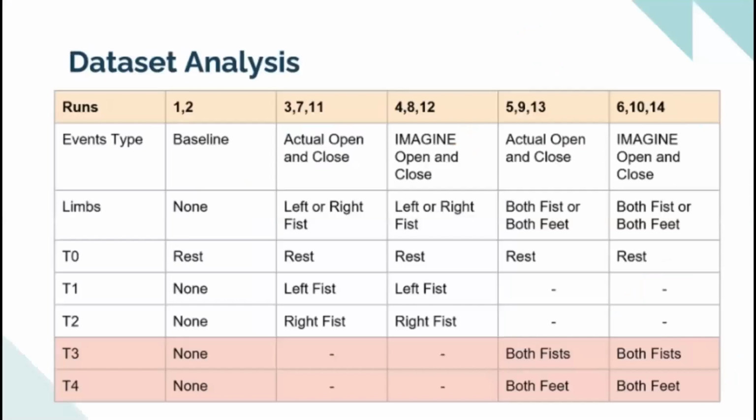Each one of the 109 subjects was asked to perform 14 trials. Each trial lasts for 125 seconds. 2 out of the 14 are base runs to identify the baseline signals. The odd number trials are actual movements of left or right fists, or both fists or both feet, while the even number trials are imagined movements. The rest state is given the label T0, while the labels T1 and T2 can actually be divided into 2 other labels based on which run it is. So T1 would just indicate left fist, T2 would indicate right fist, T3 would indicate both fists, and T4 would indicate both feet.